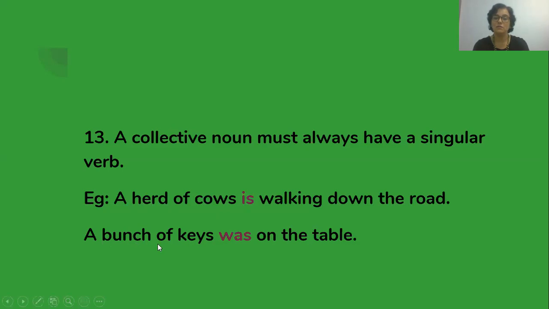When you're talking, for example, about the second sentence, you're not talking about the keys. If it was only the keys, you could have said the keys were on the table. But it's not the keys, it's a bunch of keys. How many bunches? One bunch. So because it is one here, it is was. So it's very important to first pick out the subject. So here the subject is a herd of cows. You're talking about one thing, it's singular. So you use a singular verb. A herd of cows is walking down the road. In the second sentence, a bunch of keys was on the table.